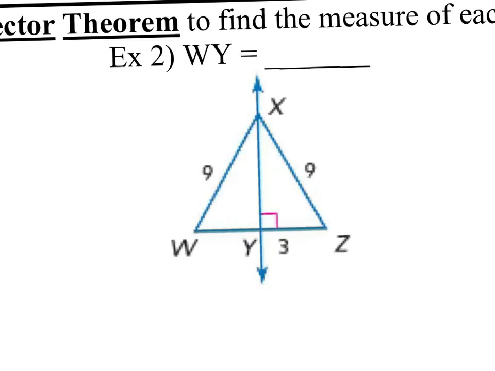So WY is going to equal 3 because you have these marked as congruent, 9 and 9. So because these are congruent, then these must be congruent. So WY would be 3, WZ would be 6 if somebody ever asks you that. But yeah, that's pretty much all there is to say about that one.